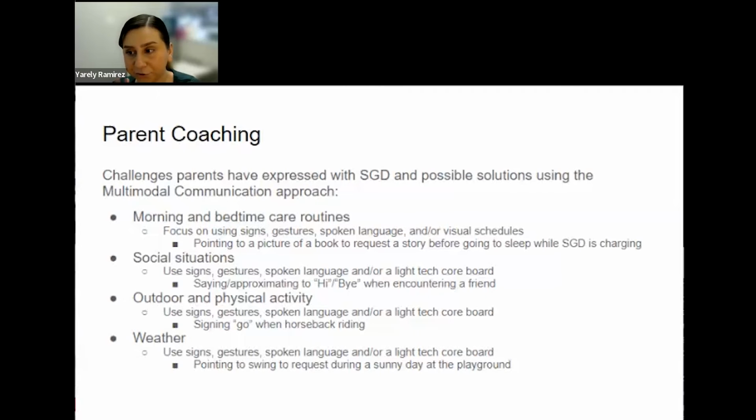So multimodal communication could aid in those situations in which a high-tech speech generating device is not available. And that's completely okay. As I said before, as human beings, we use gestures and spoken language all the time. So our patients should have the ability to use both or all modes of communication.